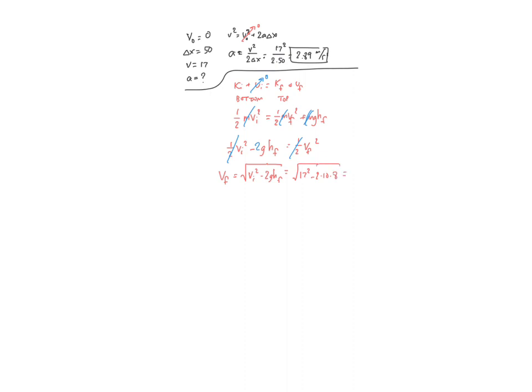That's 289 minus 160. So you get the square root of 129, which is approximately equal to 11.36 meters per second.